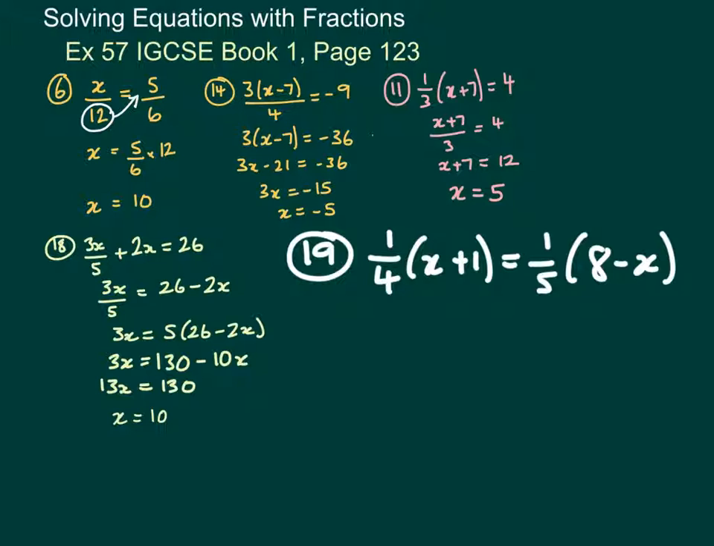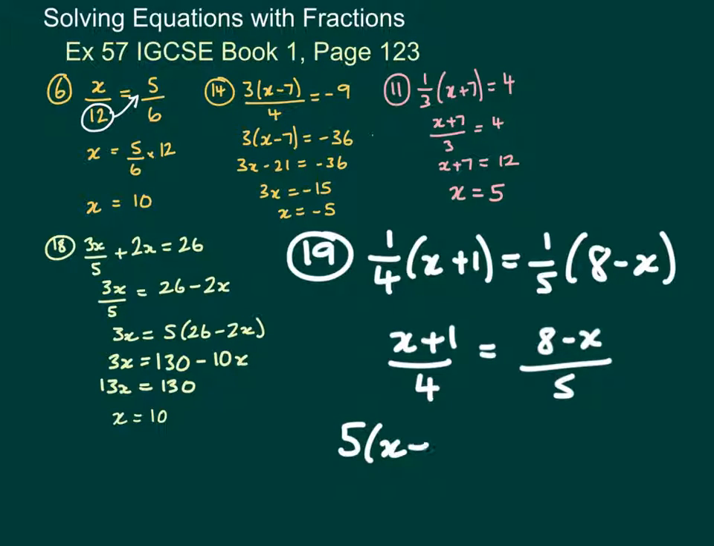So let's finish with a really tough looking one then. So question 19. So I've got a quarter of x plus 1 equals a fifth of 8 minus x, but it's no more difficult than question 11 was. So I'm going to change that. I'm going to put the 4 and the 5 underneath that expression. So rather than finding a quarter and a fifth of that expression, I'm dividing each one by 4 and then by 5. So now I can cross multiply the 5 and the 4.